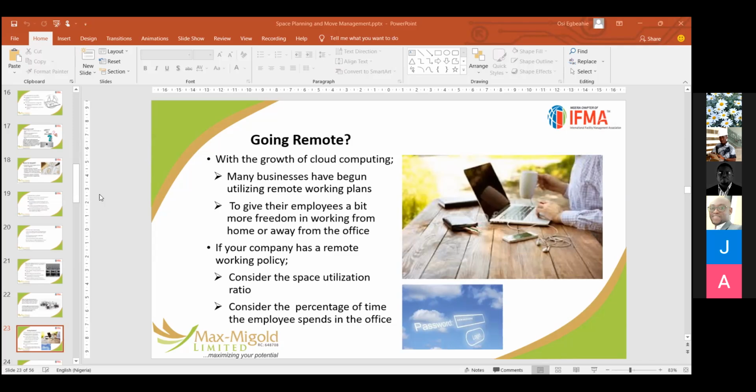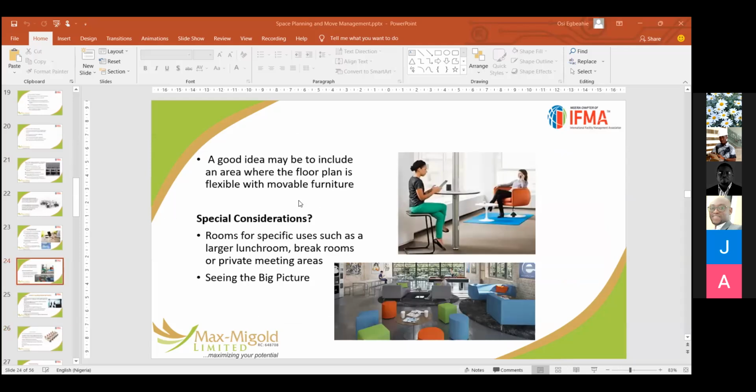If your office has a remote working policy, consider the space utilization ratio to know how many staff will be available in the office on a particular day. It helps you to do your planning. Consider the percentage of time the employee spends in the office space, so that you'll be able to understand what happens.